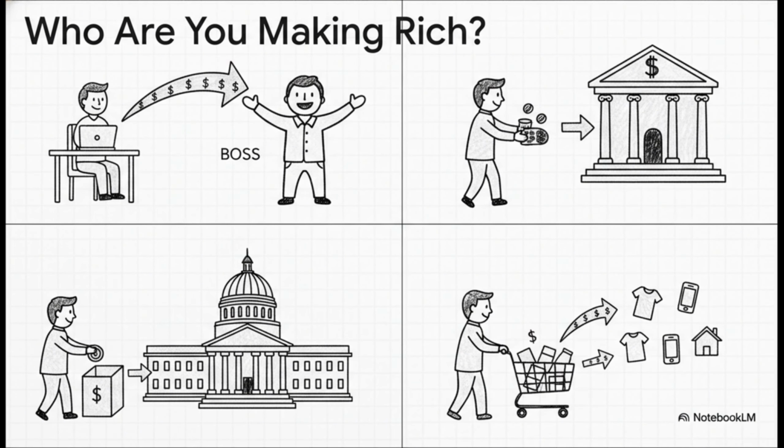As an employee, your work makes your boss and the company's owners rich. As a debtor with a mortgage or a car loan, you're making the bank rich. As a taxpayer, well, you're making the government rich. And as a consumer, every single thing you buy is making some other business rich. When you see it laid out like that, it's pretty eye-opening.